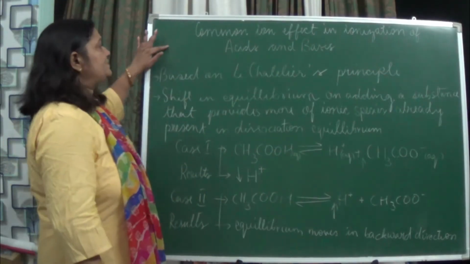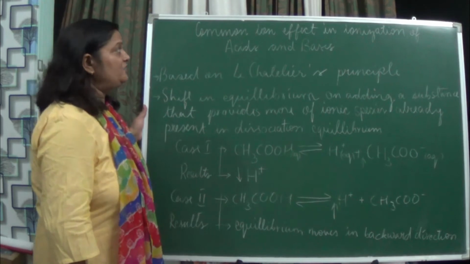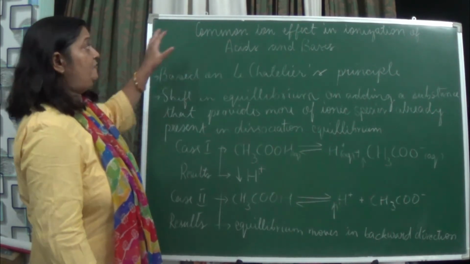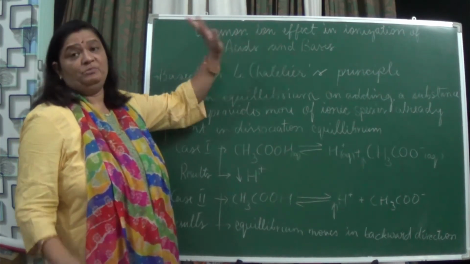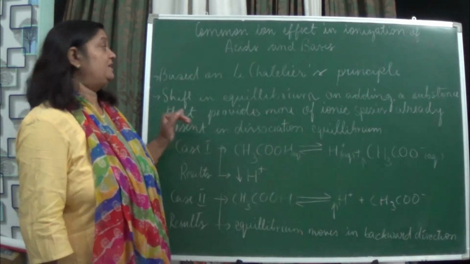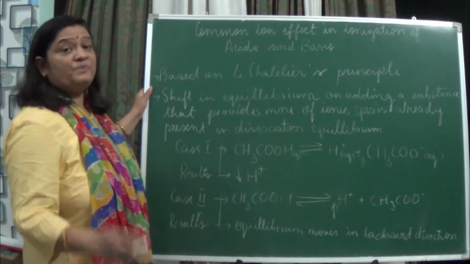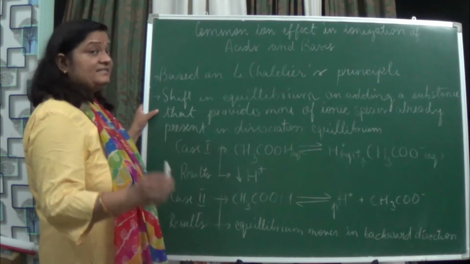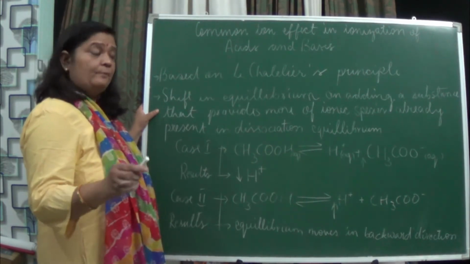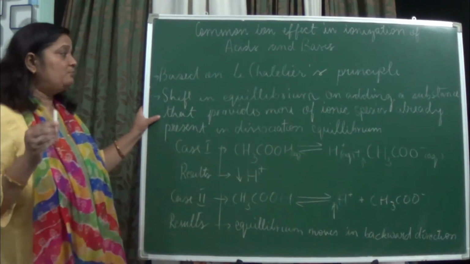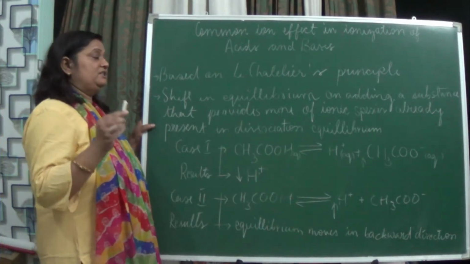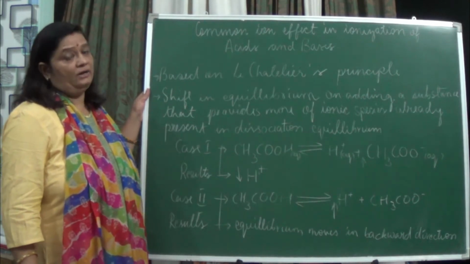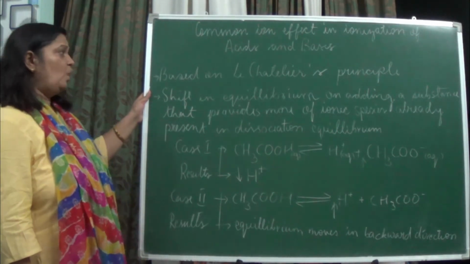Now we are going to study the common ion effect in ionization of acids and bases. If we are talking about the common ion effect, it means some ions are common in nature. It is based on Le Chatelier's principle, which says there is a shift in equilibrium on adding a substance that provides more of an ionic species already present in the dissociation equilibrium.